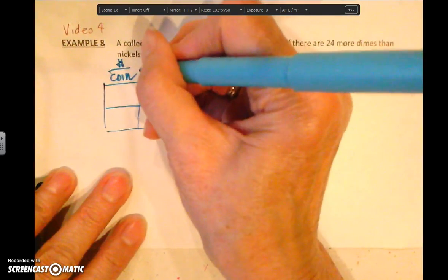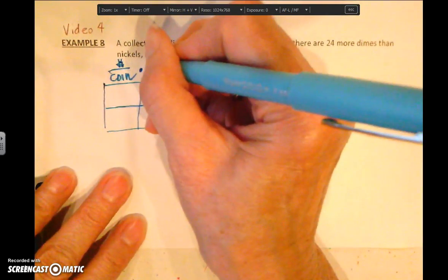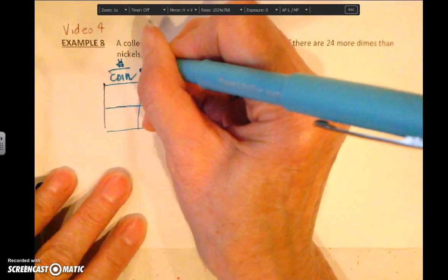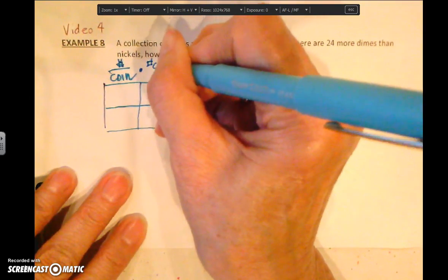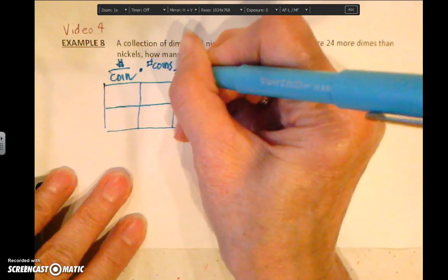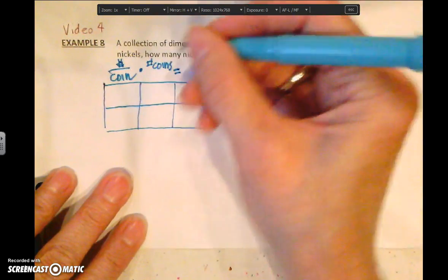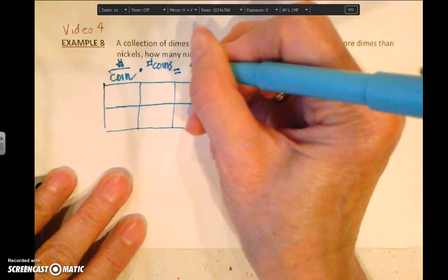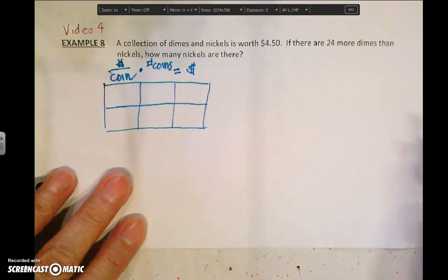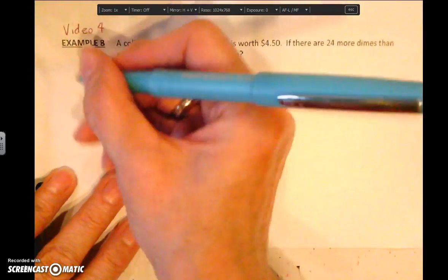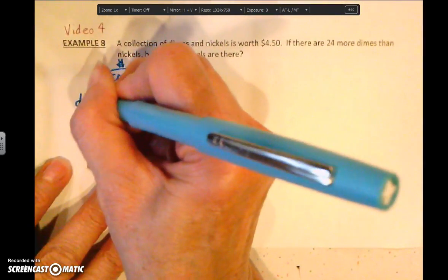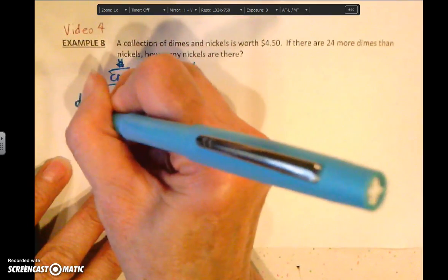So when we do that, we're then going to multiply by the denominator, which is the number of coins. The coins are going to cancel, and we're going to come up with money. So I'm putting dollars here, but we might rather have cents in those places. We've got two players: dimes and nickels.